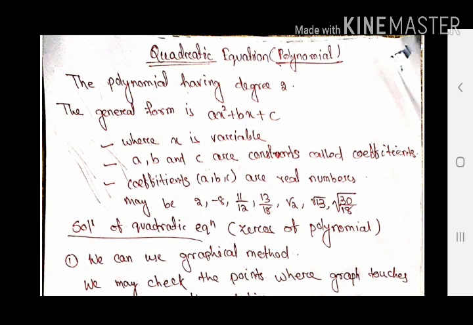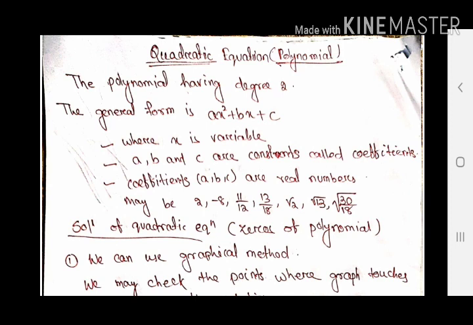Okay, the difference between a quadratic polynomial and a quadratic equation is equating it with 0. If only the polynomial is given, it is a quadratic polynomial. If it is written that equals 0, it is a quadratic equation. Then we'll come to the general form of a quadratic equation or quadratic polynomial. It is in the form of ax square plus bx plus c.